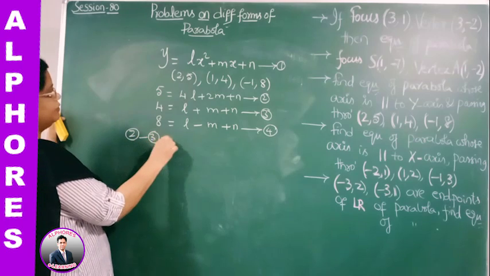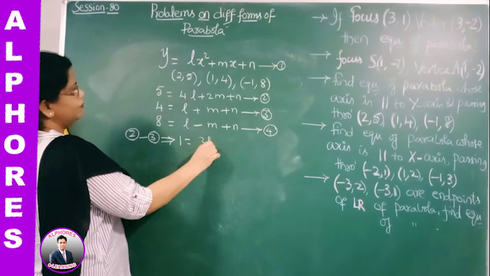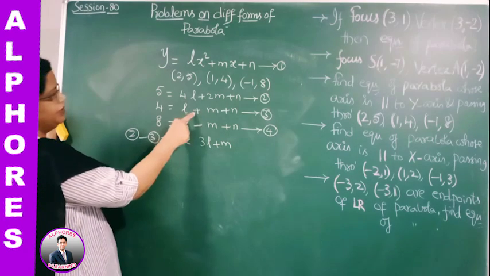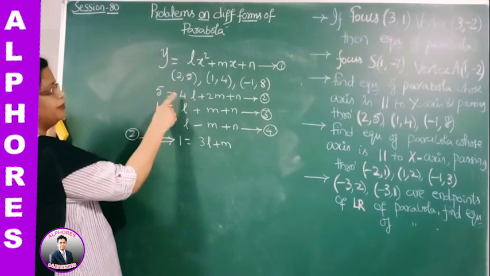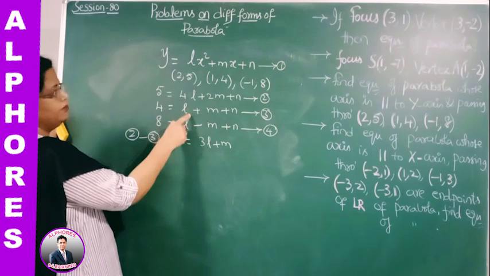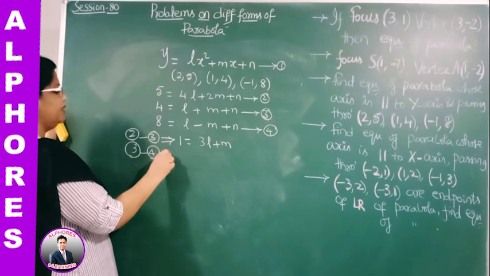Then what is that equation? It is 1 equal to 3L plus M, okay? That is 2 minus 3. Then you can use 3 minus 4 or you can use 4 minus 2. Anyways you can use. Suppose I am taking 3 minus 4. So 3 minus 4 implies, what is this value?